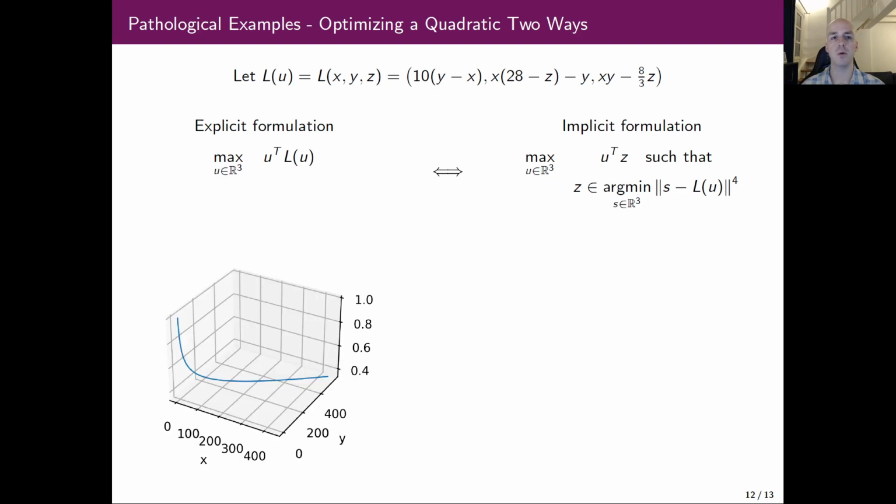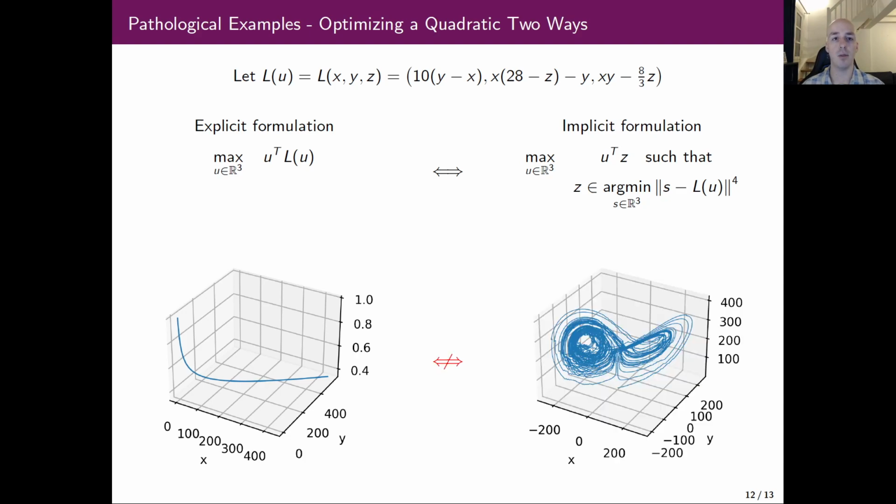On the left, we see the trajectory of the iterates given by vanilla gradient ascent applied to the explicit formulation of the problem. Meanwhile, on the right, we see a completely chaotic trajectory for implicit gradient ascent. It even looks like the Lorenz attractor. This behavior is a result of the lack of invertibility in the implicit formulation, despite the two formulations being equivalent.